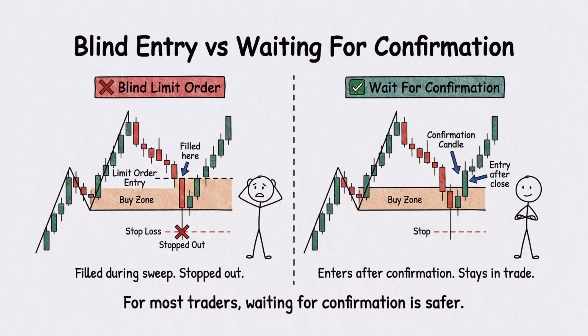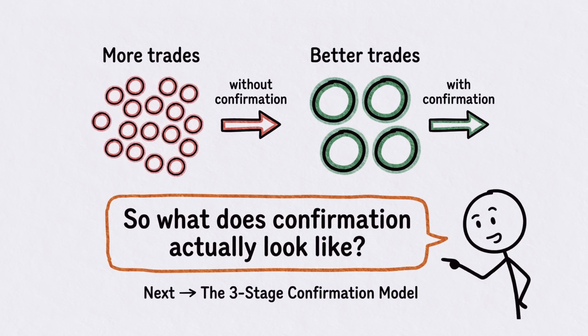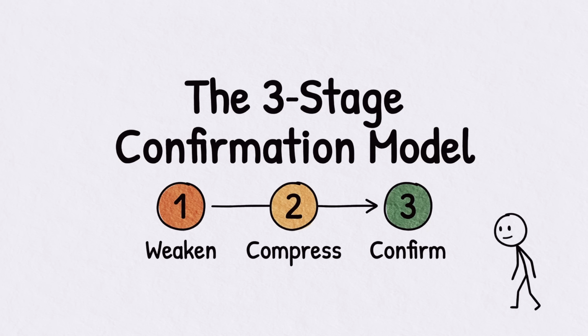This is why blindly placing a limit order at every zone is dangerous. You are entering before the market tells you whether the same side is still defending the area. Limit entries can work, but they require very strong context and experience. For most traders, waiting for confirmation is safer. Confirmation will reduce the number of trades you take, but it can improve the quality of the trades you keep. So what does confirmation actually look like? I use a simple three-stage model.